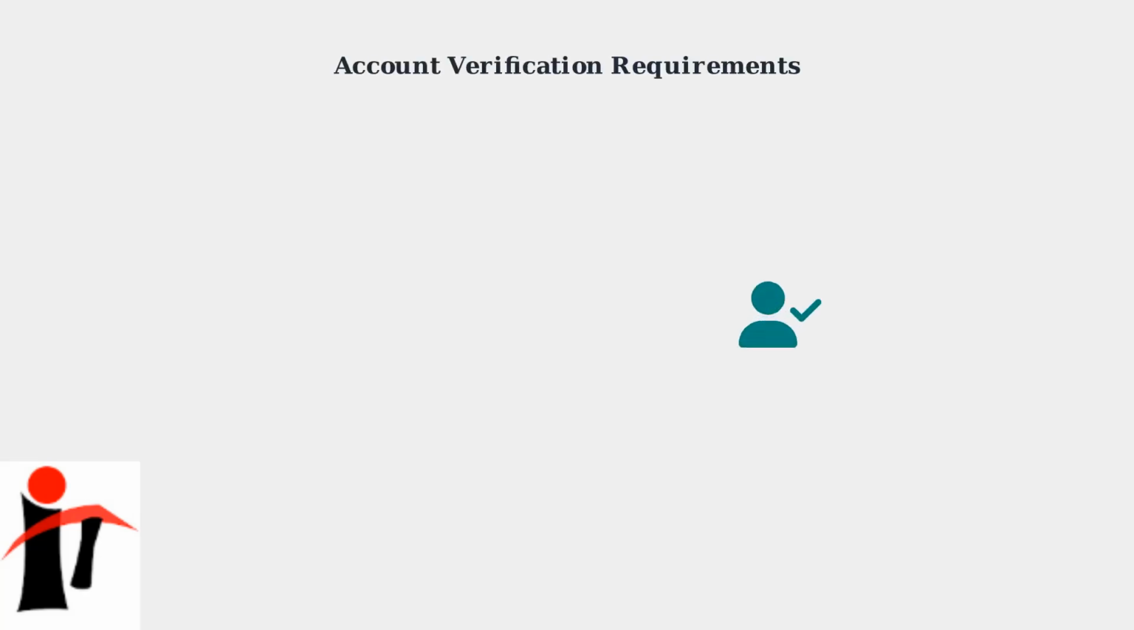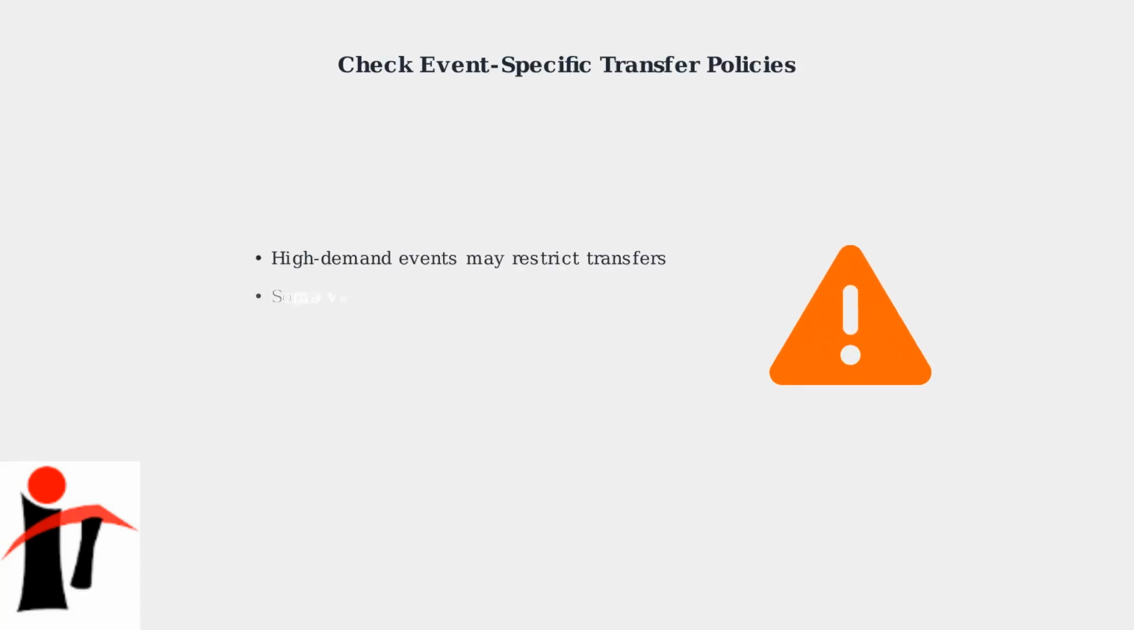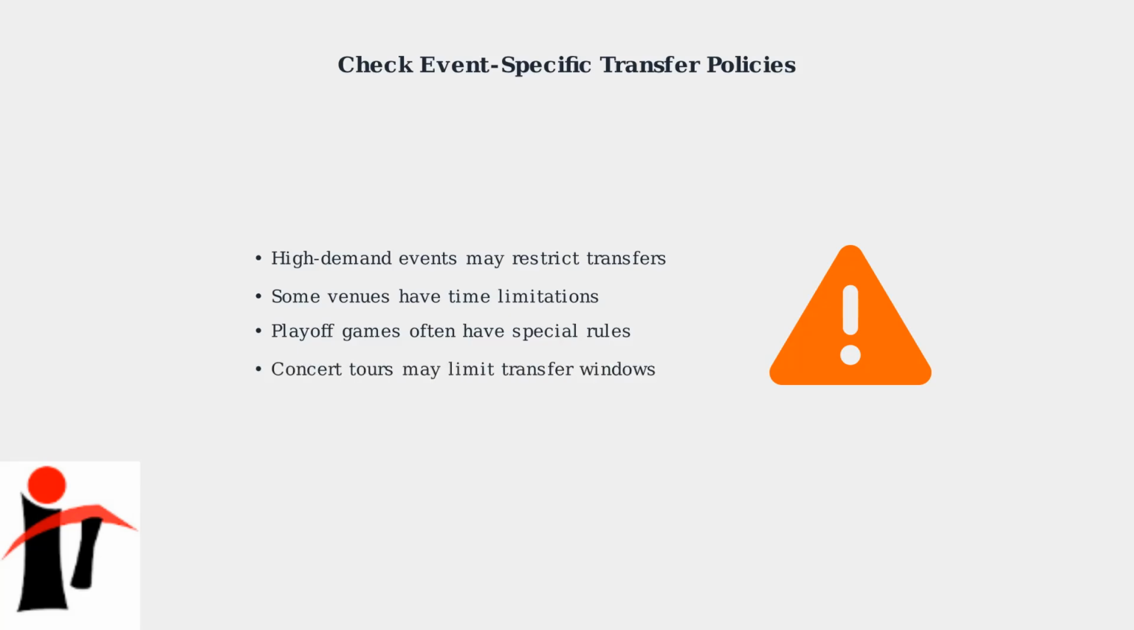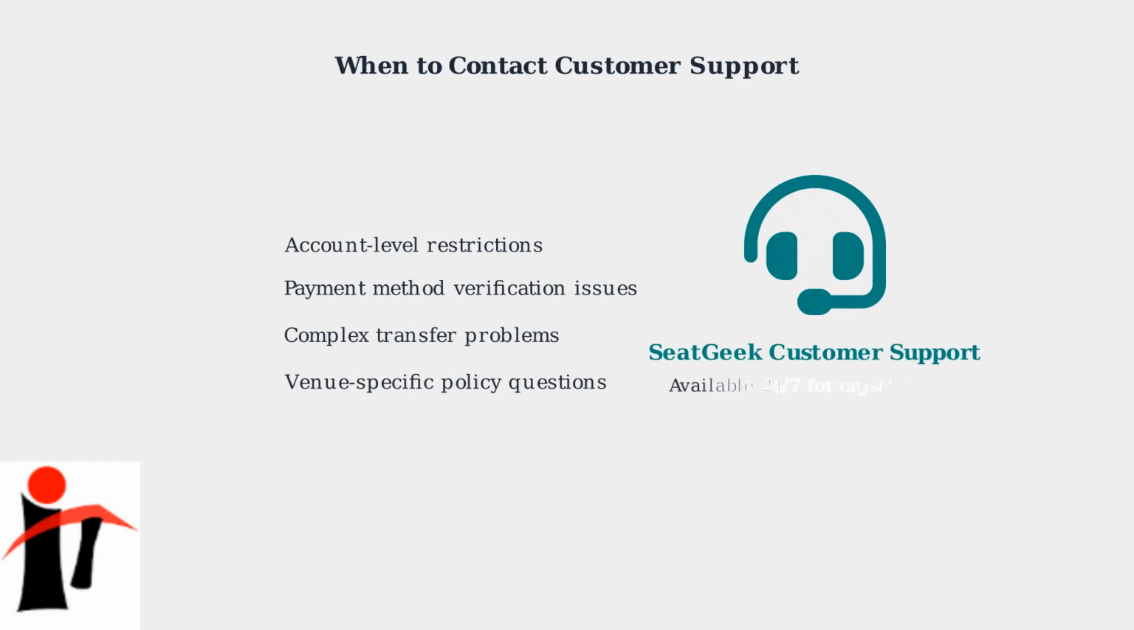For account-related transfer problems, verify that both the sender and recipient have verified SeatGeek accounts. Account verification is required for most ticket transfers. Always check for event-specific transfer policies, as some high-demand events may have restrictions or time limitations on transfers. These policies can change based on the venue or event organizer. If these troubleshooting steps don't resolve your transfer issue, contact SeatGeek customer support. They can help with account-level restrictions, payment method verification, and other complex transfer problems.